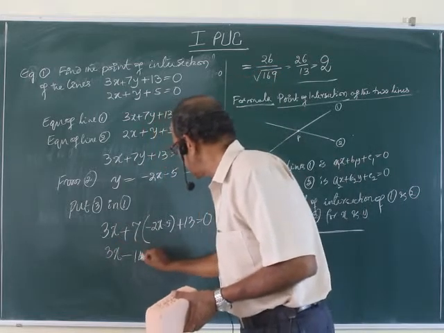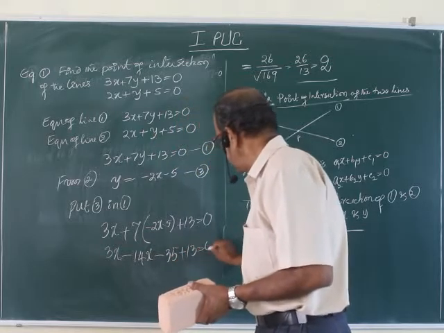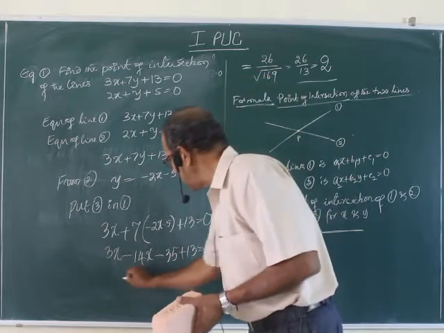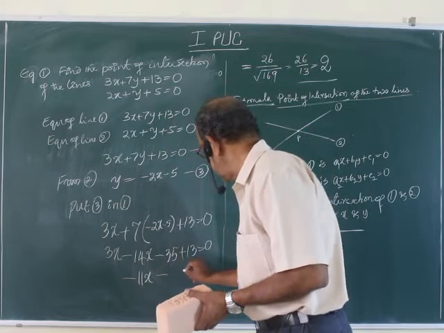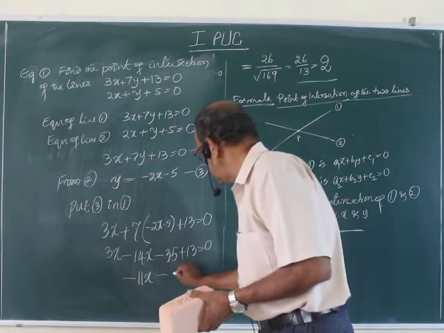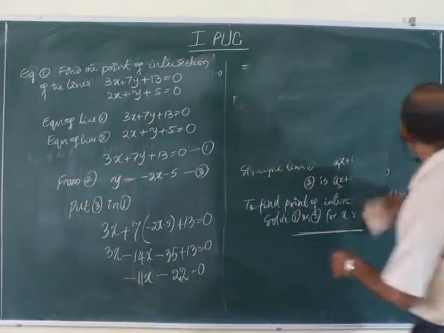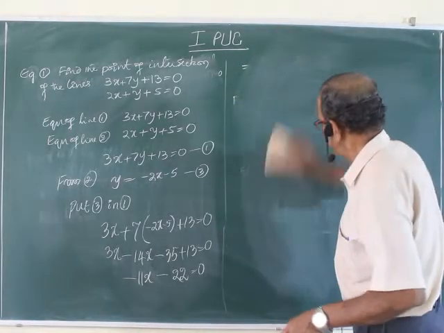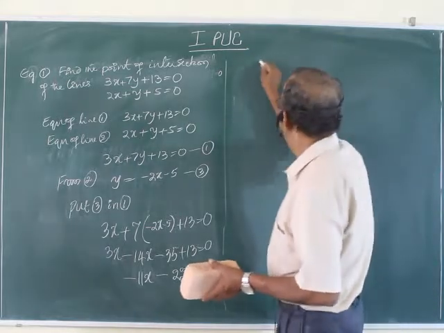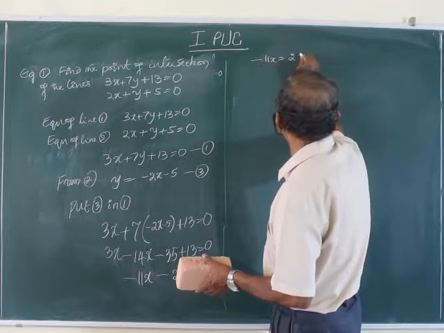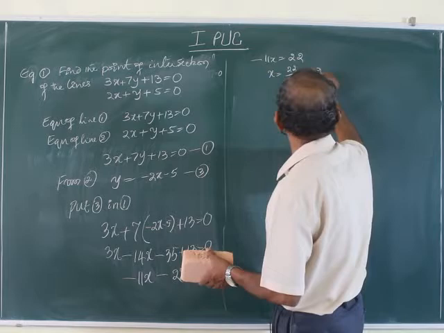What you get? First equation is 3x, but don't write y, minus 2x minus 5, plus 13 equal to 0. 3x minus 14x minus 35 plus 13, 0. Minus 11x minus 22 equal to 0. Or minus 11x equal to 22, x equal to 22 by minus 11, means minus 2.